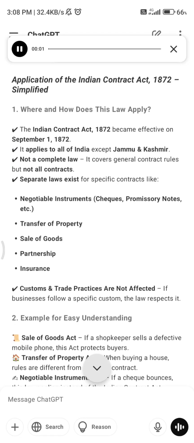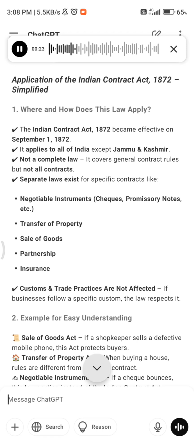Application of the Indian Contract Act 1872 simplified. 1. Where and how does this law apply? The Indian Contract Act 1872 became effective on September 1st, 1872. It applies to all of India except Jammu and Kashmir. Not a complete law, it covers general contract rules but not all contracts.